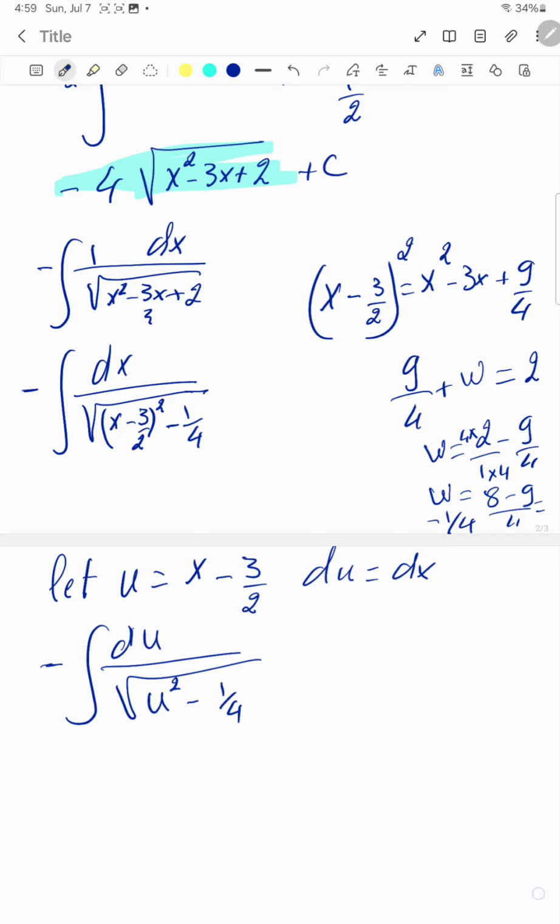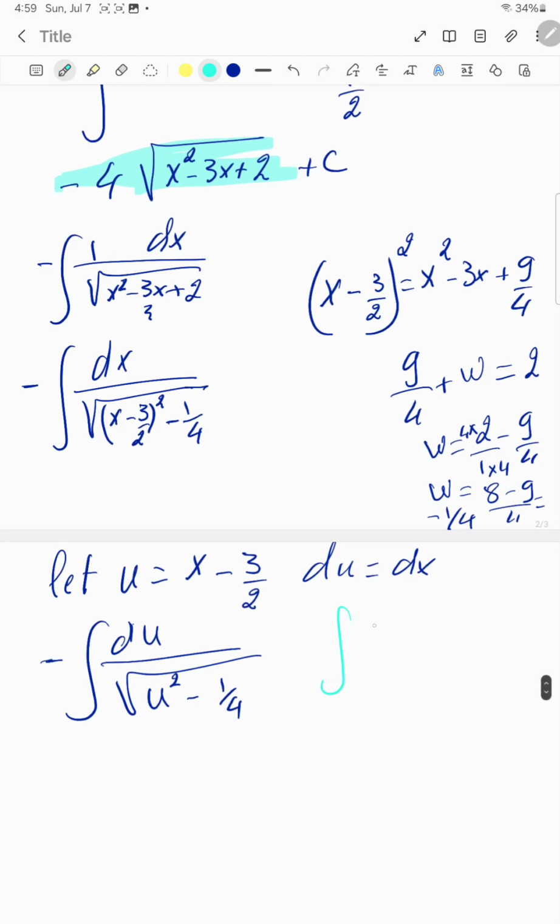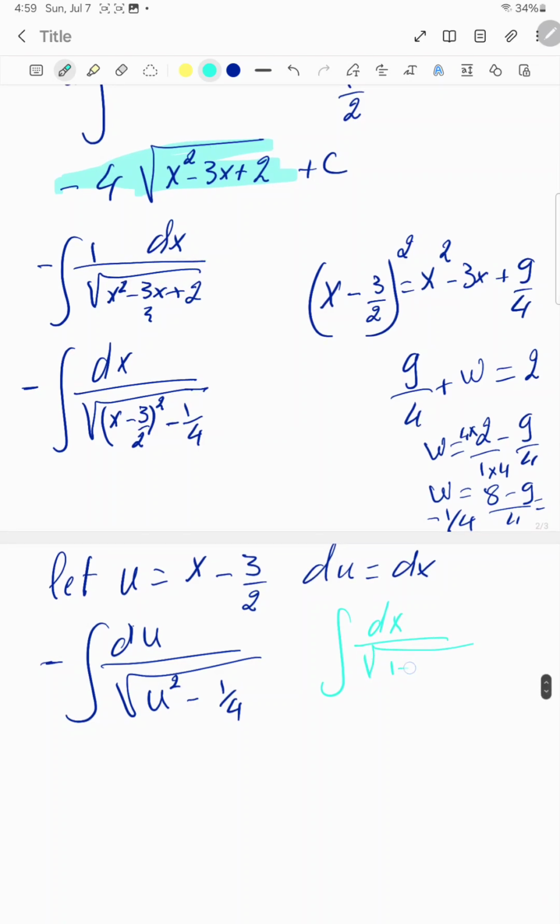But I have a formula that resembles this. I'm going to write it in a different color. The formula says the integral of dx divided by the square root of 1 minus x squared is equal to arcsin of x plus c. That's the formula. So I want to make this integral resemble this formula.